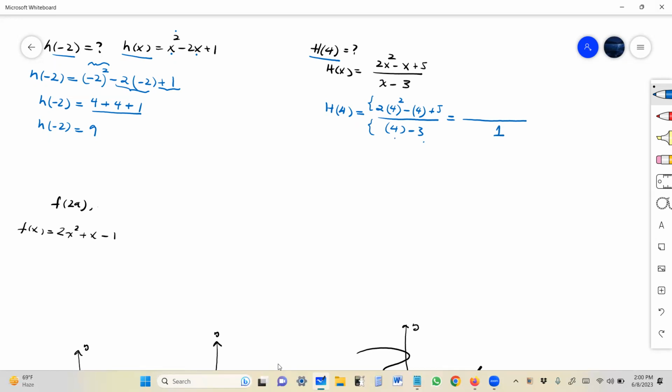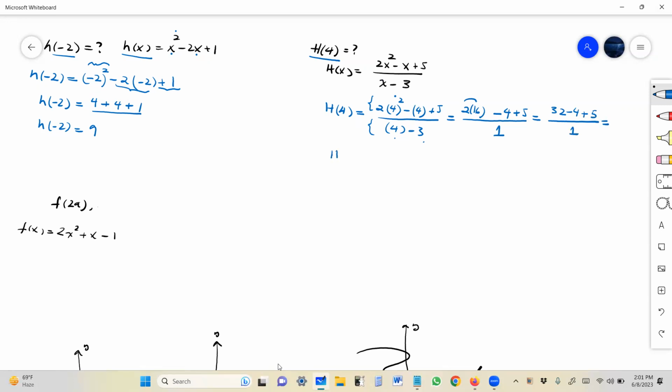And then I'm going to do PEMDAS on the numerator. So I have to do the 4 squared first. 4 squared is 16. Minus 4 plus 5. Then I have to do the 16 times 2. Notice that I cannot do anything else with the denominator, not only because it's 1, but because I need to have a final answer for the numerator. So 32 minus 4 plus 5 over 1.